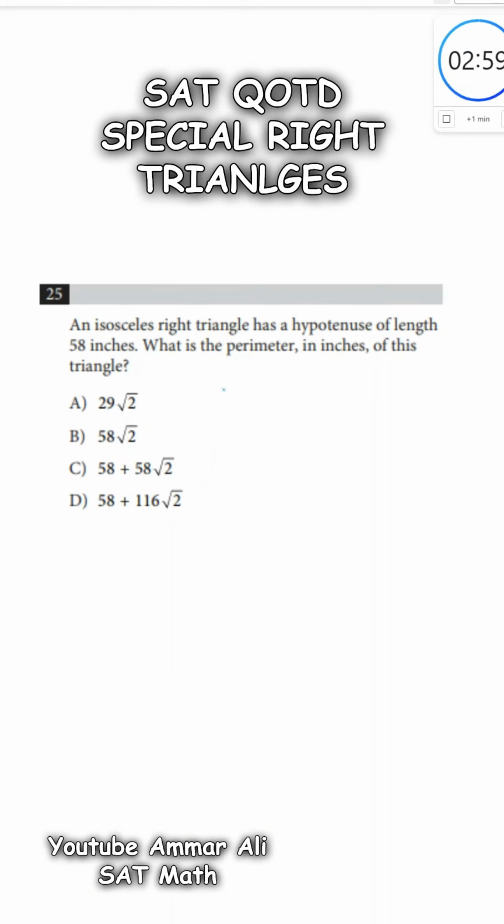Let's start by drawing this one out. So they tell us that we have an isosceles triangle and that it is an isosceles right triangle, right? So isosceles means that these two lengths are going to be the same, and then since it's a right triangle, we're going to have a right angle here, and that our hypotenuse is going to be 58 inches.